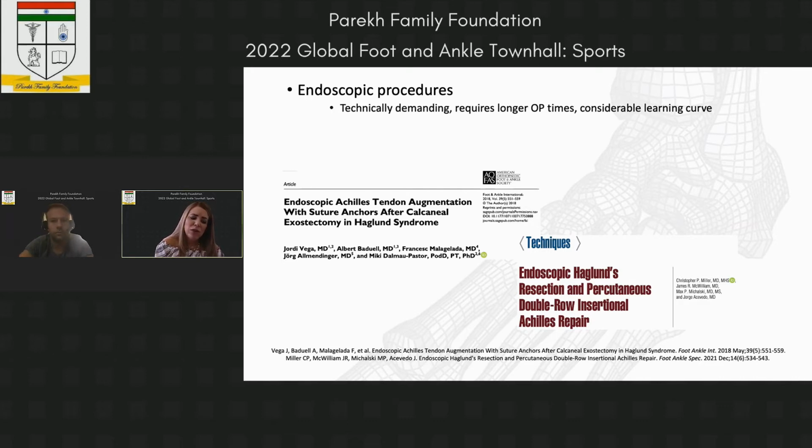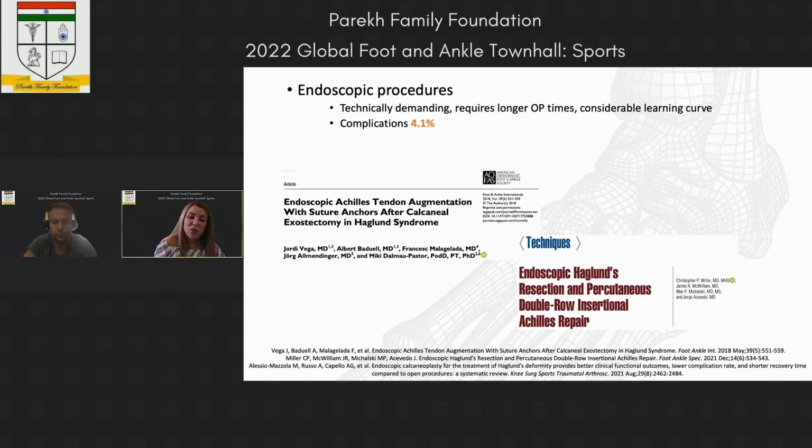The first one is by Jordi Vega, and in this technique, they don't detach the tendon. They do one suture anchor with 4 sutures, and then they approximate the tendon to the excision, so it augments the insertional site of the tendon. And then the other one is by Jorge Acevedo, and this is the more traditional, percutaneous, double row technique, like a speed bridge.